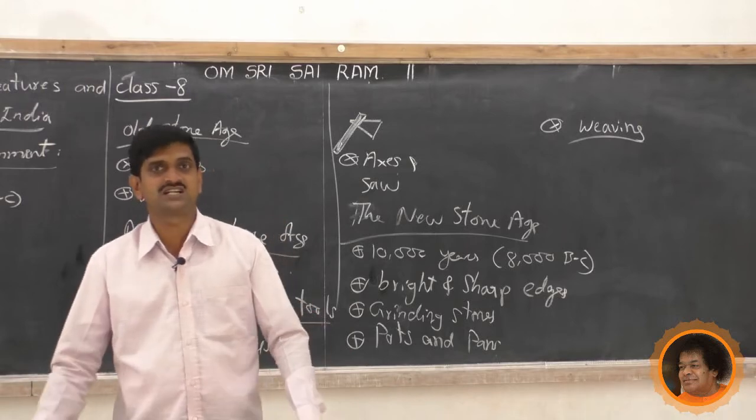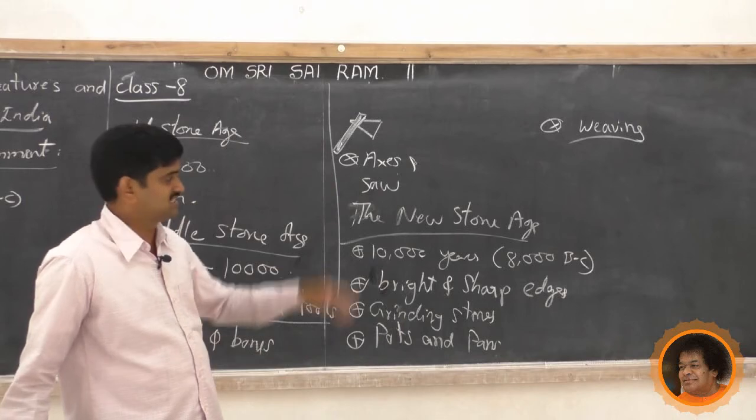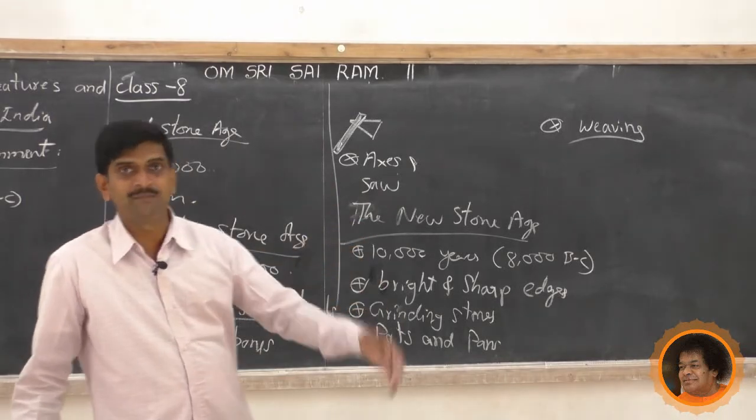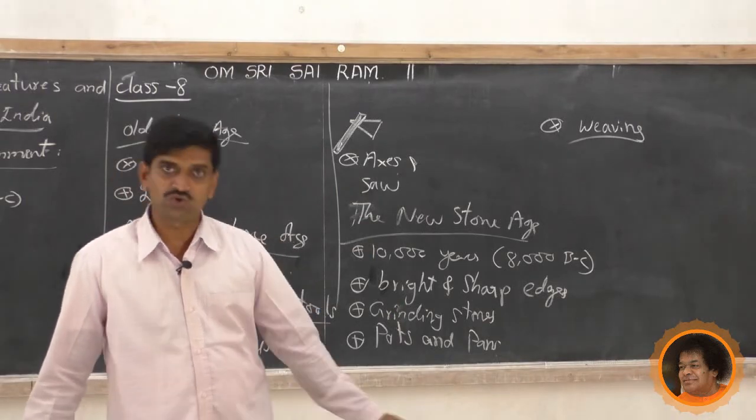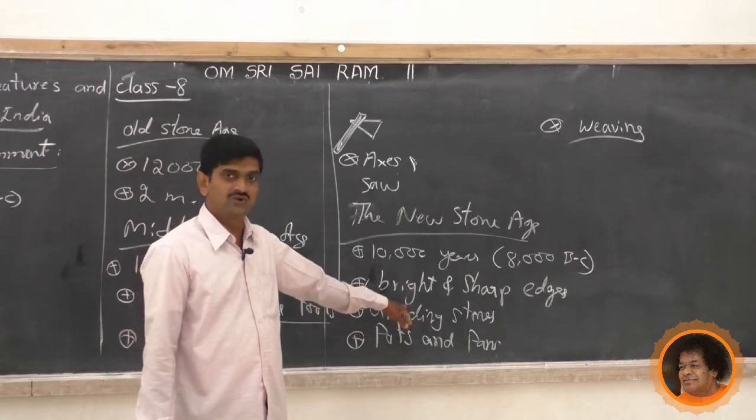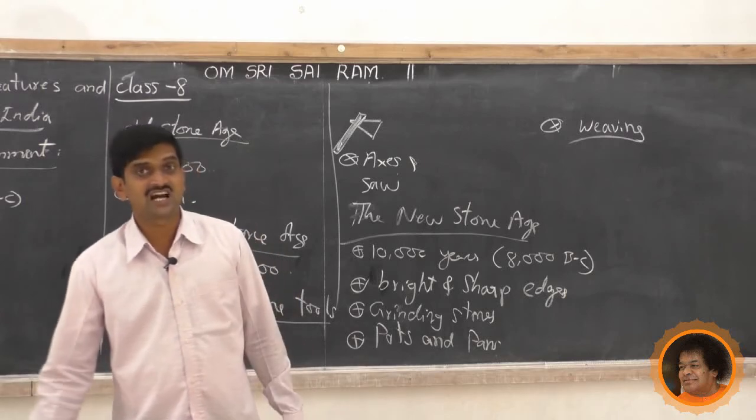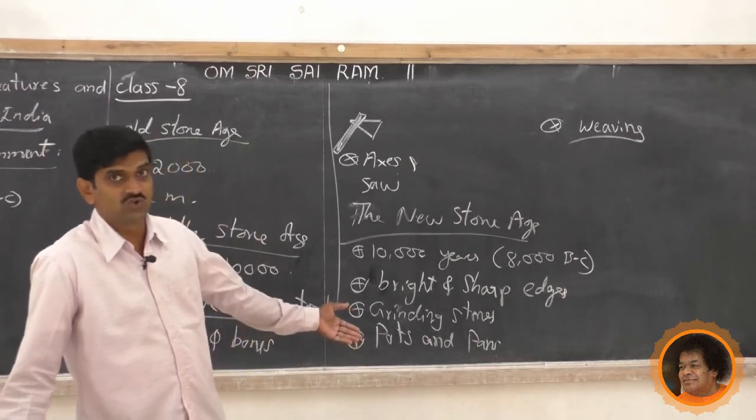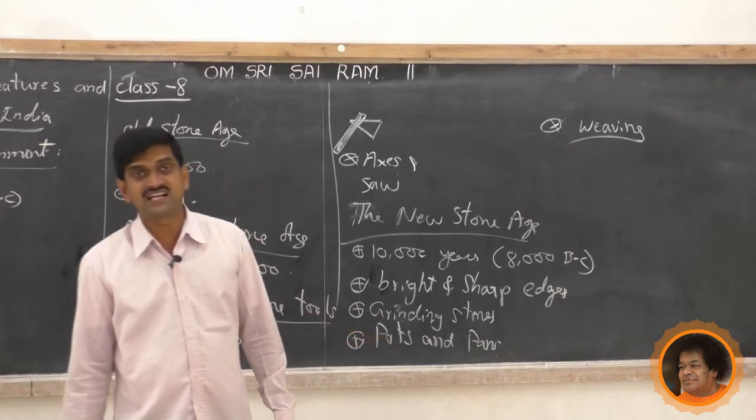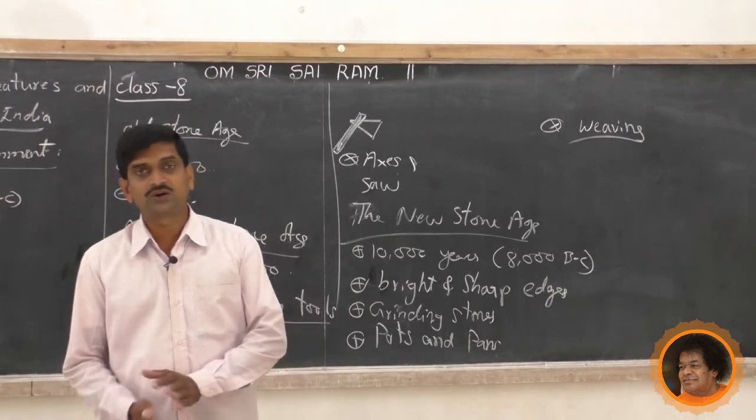We have also studied the changes during the Old Stone Age. Next, during the Middle Stone Age, the people used delicate tools, and during the New Stone Age, what changes took place? People used tools which were bright and had sharp edges. Next, they used grinding stones. They also made pots and pans. They also knew the art of weaving cloth.